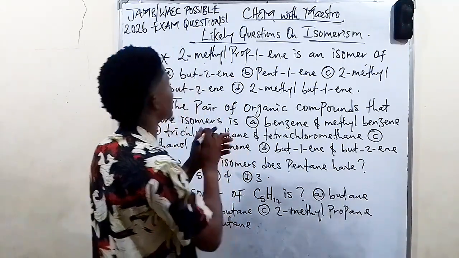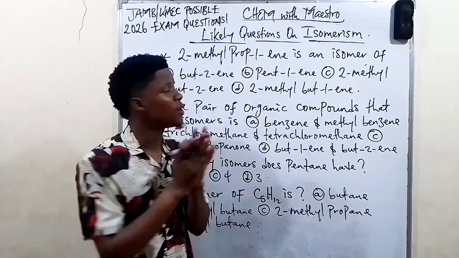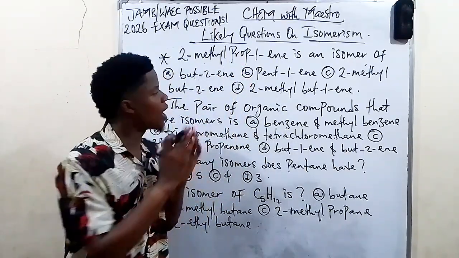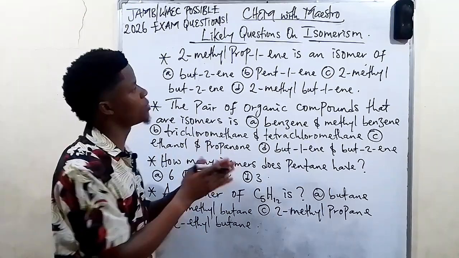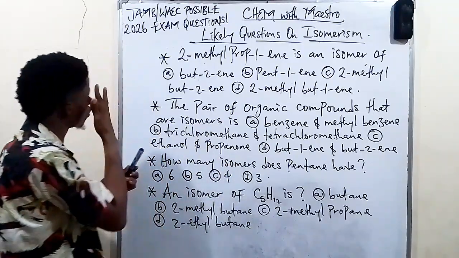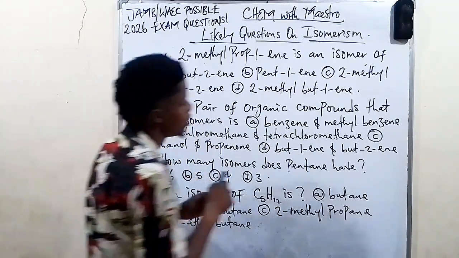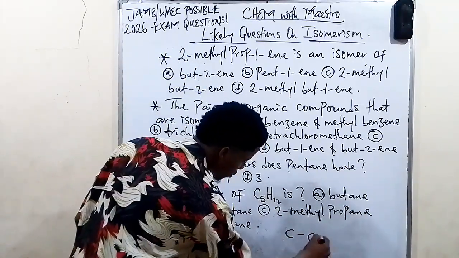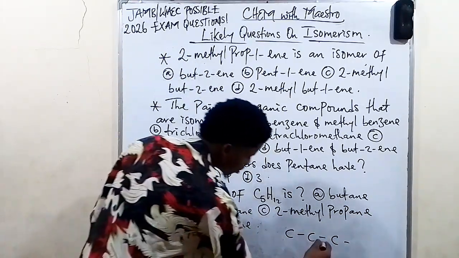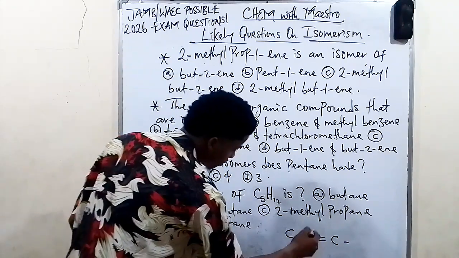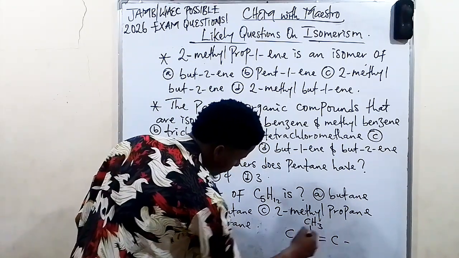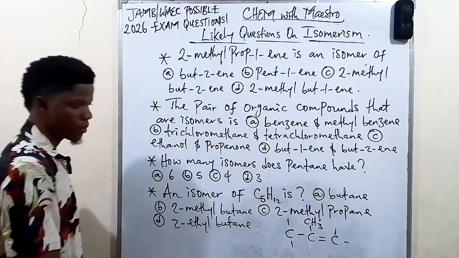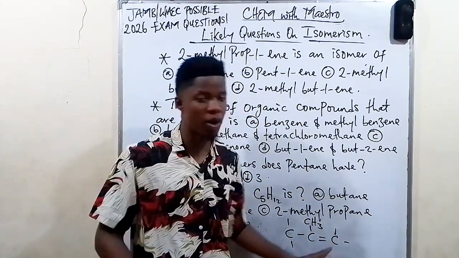2-methyl prop 1E is an isomer of. Ask yourself, how many carbon atoms are there in 2-methyl prop 1E? Drawing the structure of 2-methyl prop 1E, you are going to have this. It is propene, 2-methyl, so you have the CH3 here, then hydrogen, then hydrogen. So this is what 2-methyl prop 1E looks like.